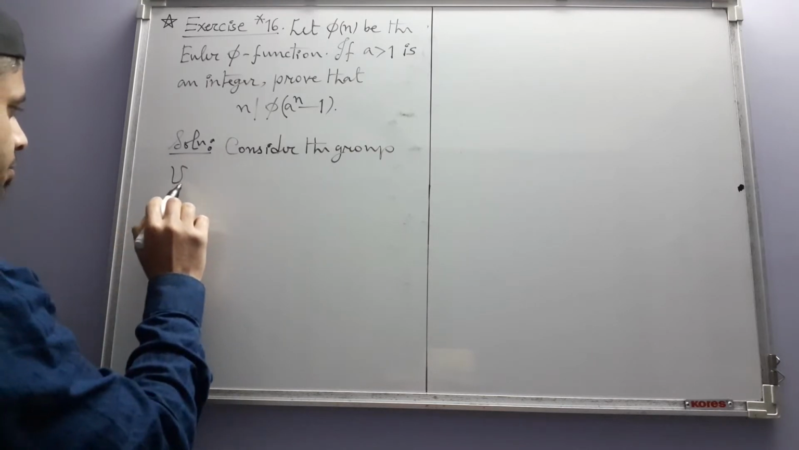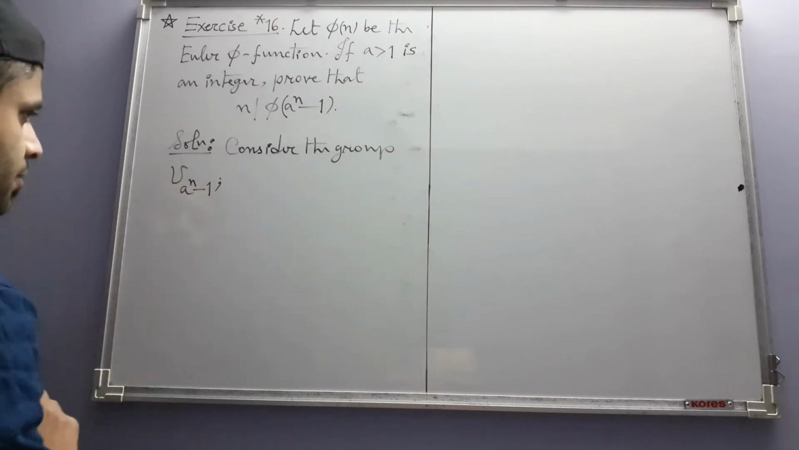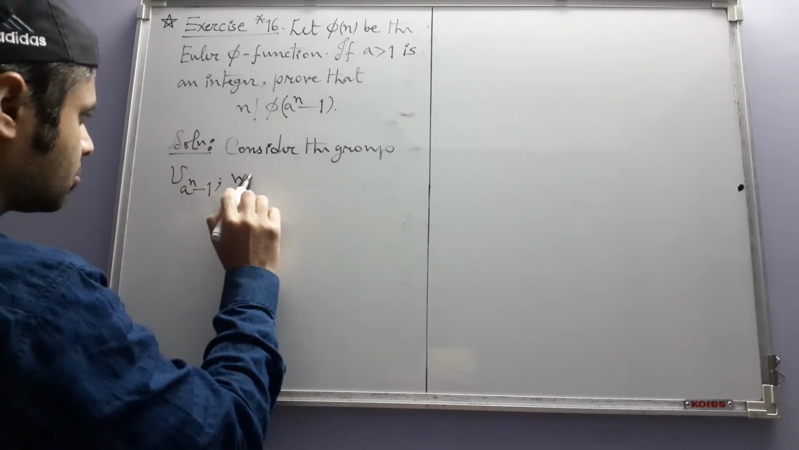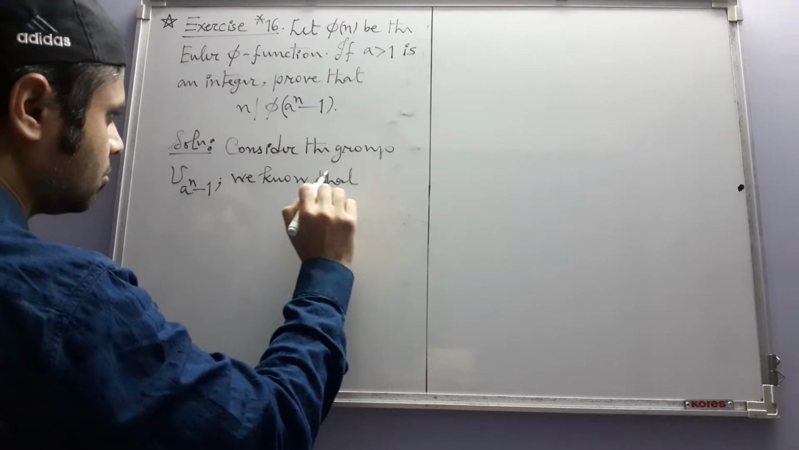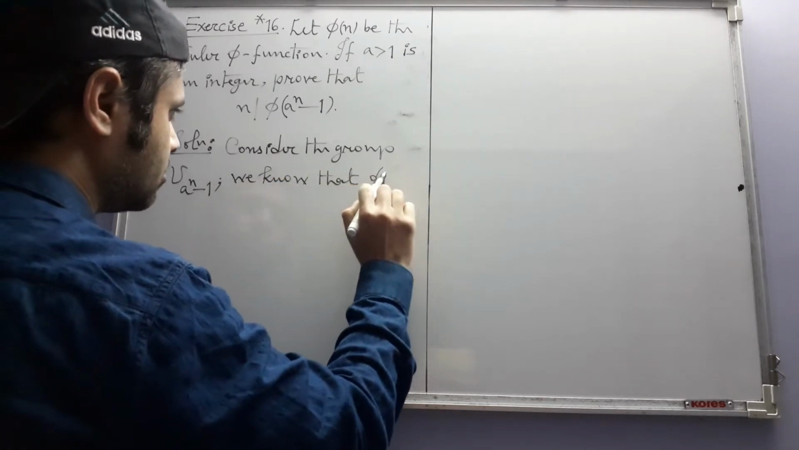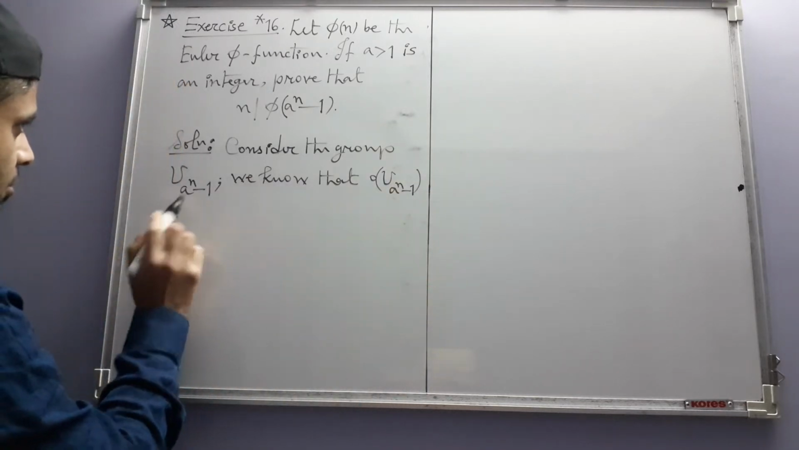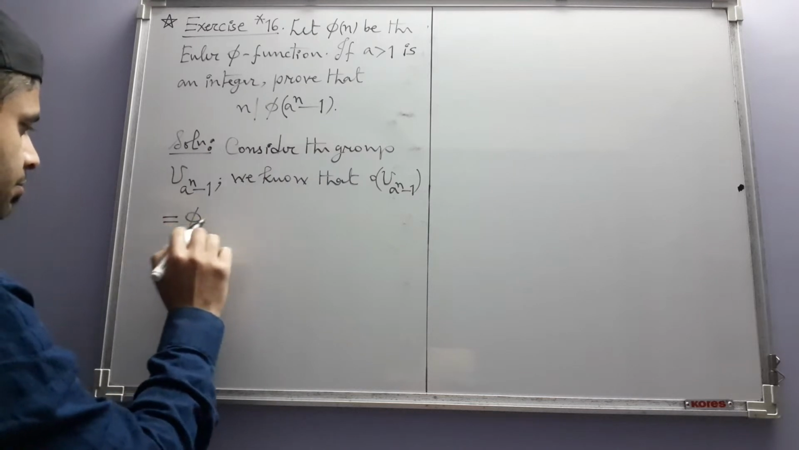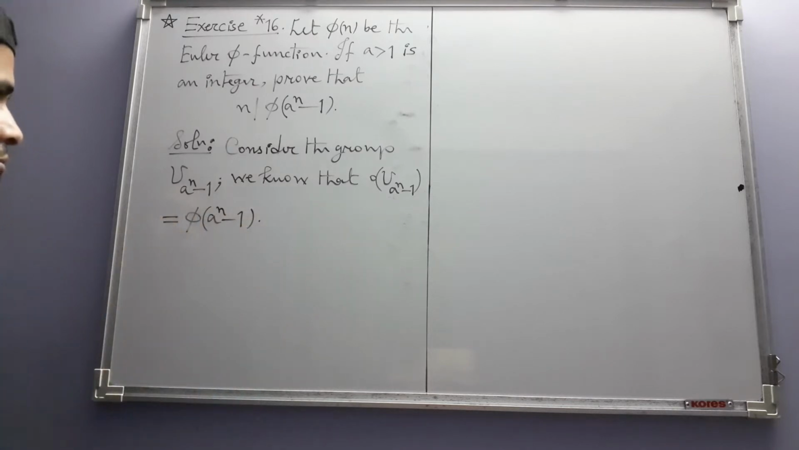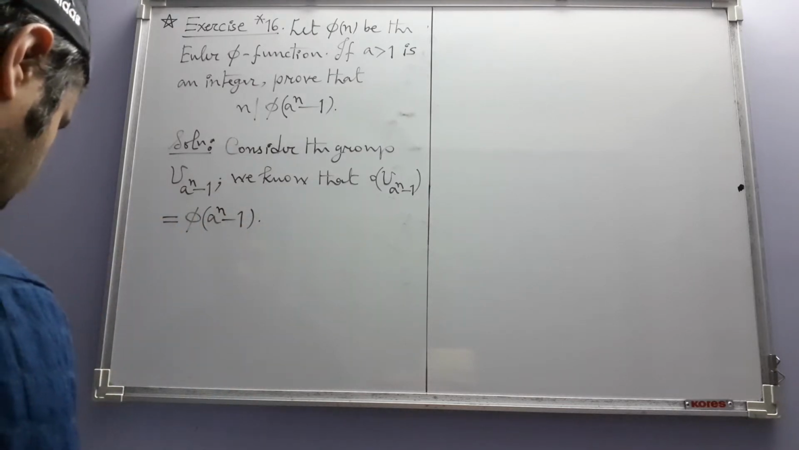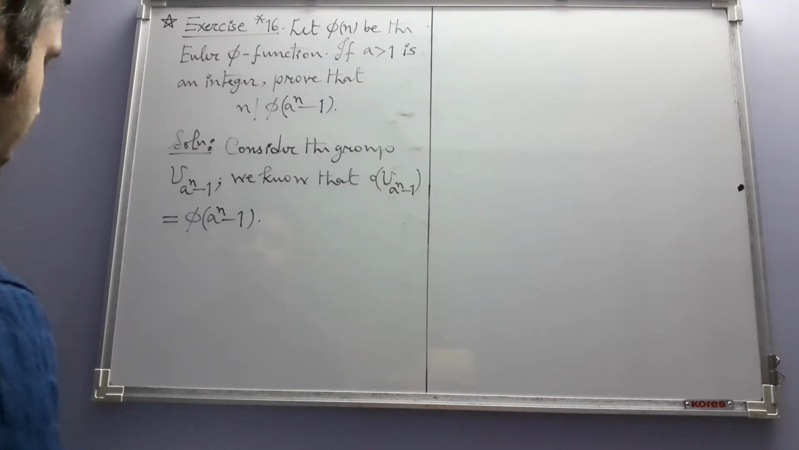Consider the group U(a^n - 1). Why? Because we know that the order of this group is this integer. Now we seek an element in this group that has order n.